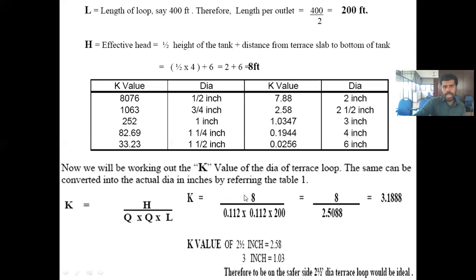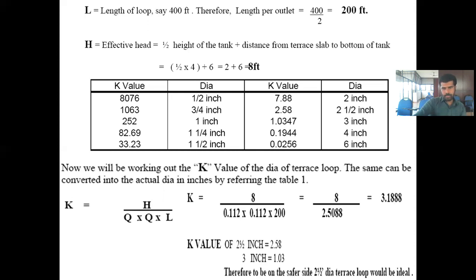So 8 divided by 0.112 into 0.112 into 200. So 8 divided by 2.5 will be getting almost 3.1888 as the K value. So 3.1888 as the K value.